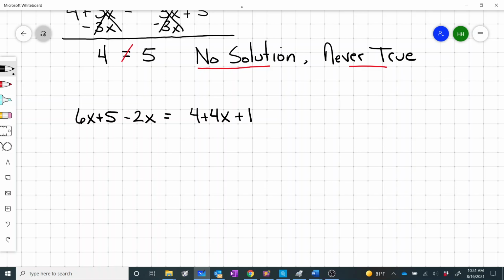Now watch what happens here. Same type of problem where we have to combine like terms first. If we combine this 6x and this negative 2x, we get a 4x, and the plus 5 falls down. If we combine this 4 and this 1, we get a 4x plus 5.